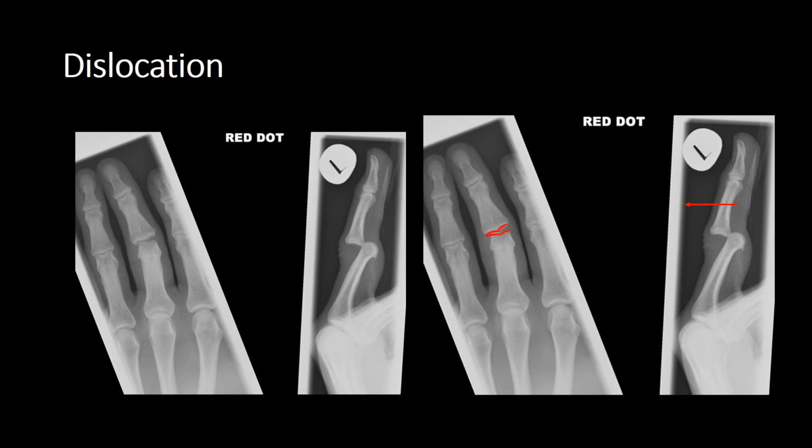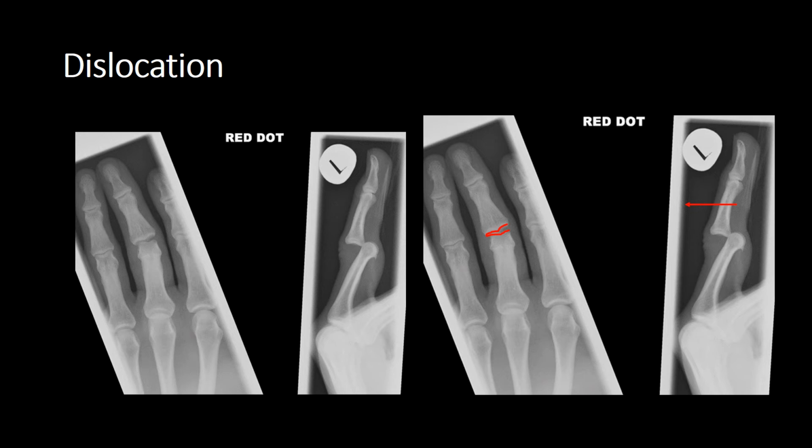Now remember, a dislocation is when both parts of the joint are no longer in contact with each other, but a subluxation is when there will still be a degree of congruity of the joint space. So it might only be very little, but there will still be part of the two aspects of the joints uniting or communicating with each other, I should say.